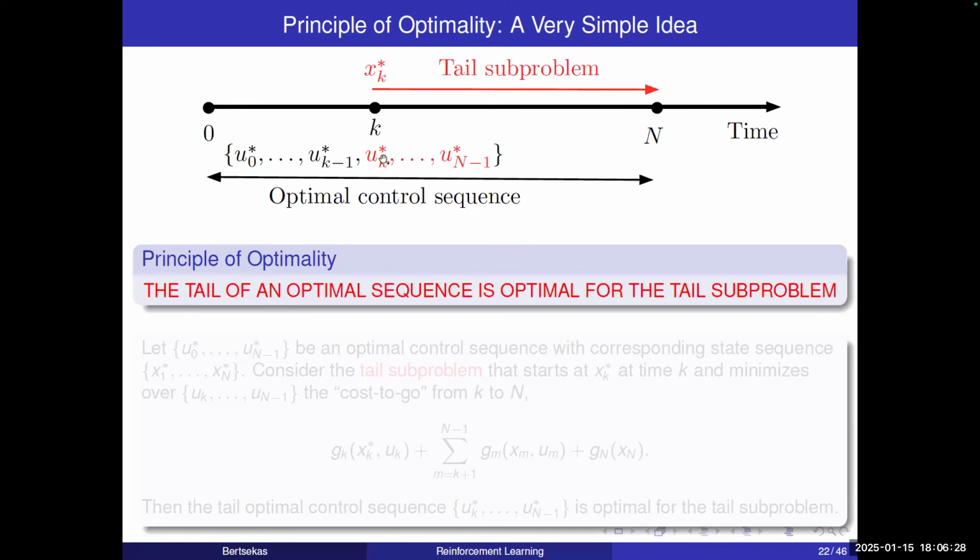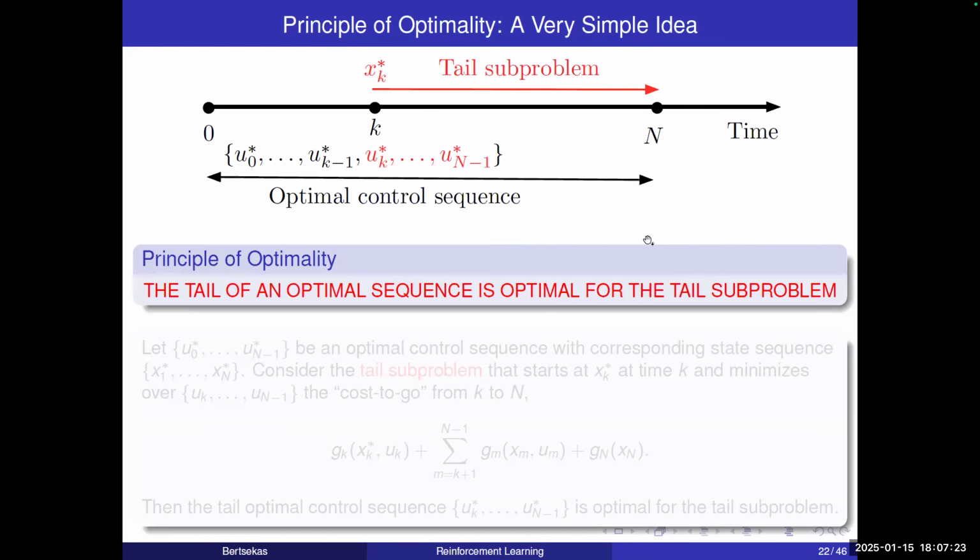Now, let's suppose we are considering a new problem. This new problem has n minus k stages. So the initial stage is here, and the initial state is here. We will call this the tail subproblem corresponding to the state xk star. So what is the optimal control sequence for this tail subproblem? Well, it's the tail portion of the original optimal control sequence starting from uk star. This is the principle of optimality: the tail of an optimal sequence is optimal for the tail subproblem.